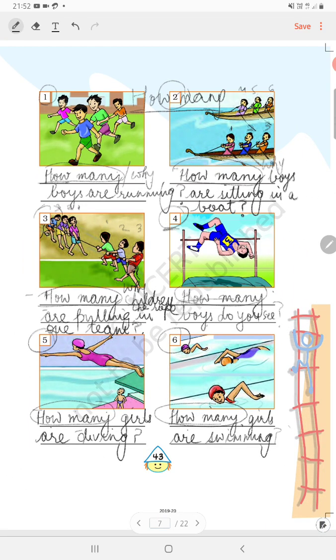Okay children, now you all must complete these two exercises in your book and in your copies in good neat handwriting and send it. Okay, bye.